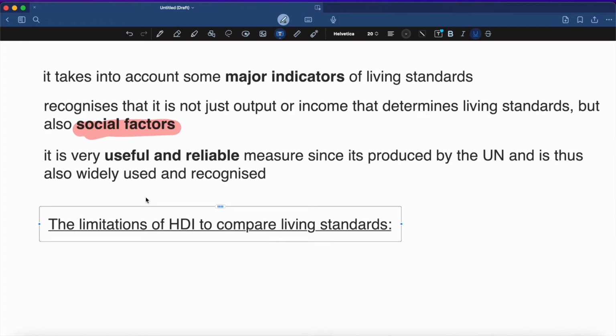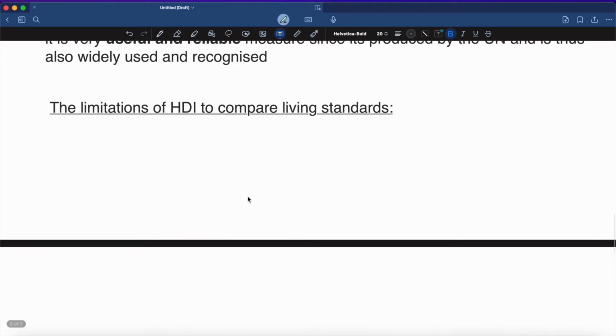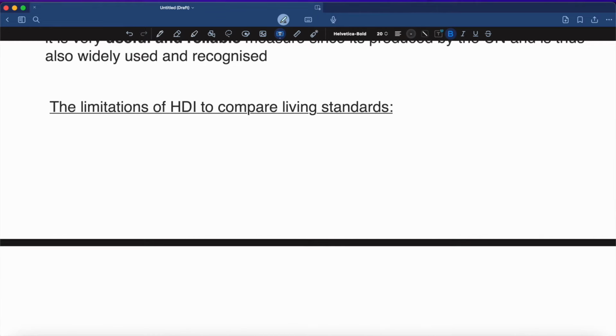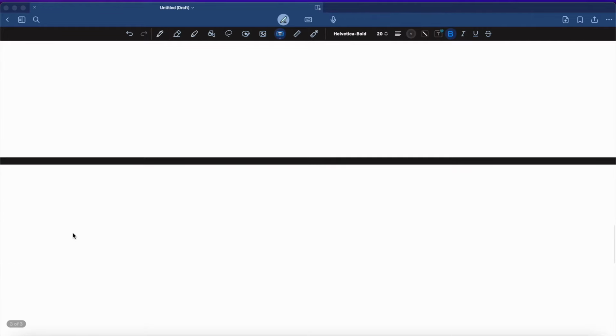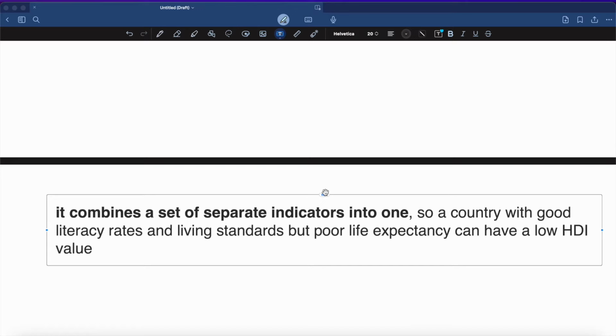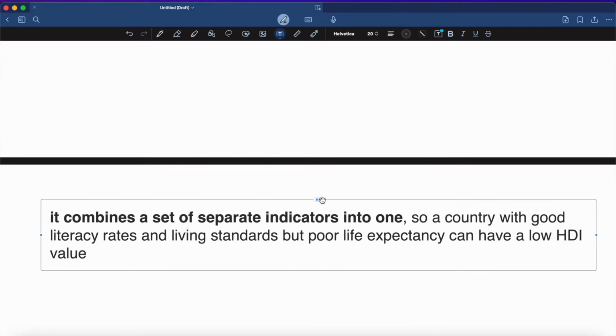Okay, there you go. Let's look at the limitations of HDI to compare the living standards now. First and foremost, it's bad because why? It combines a set of separate indicators into one. Because how can I compare education or literacy rate with healthcare? That's not a must for a good correlation. So several separate indicators all into one could be a problem.